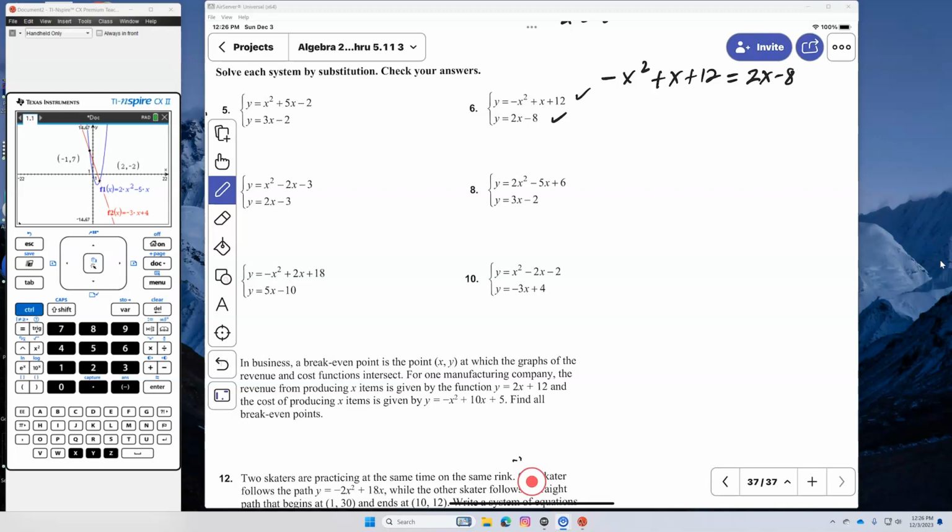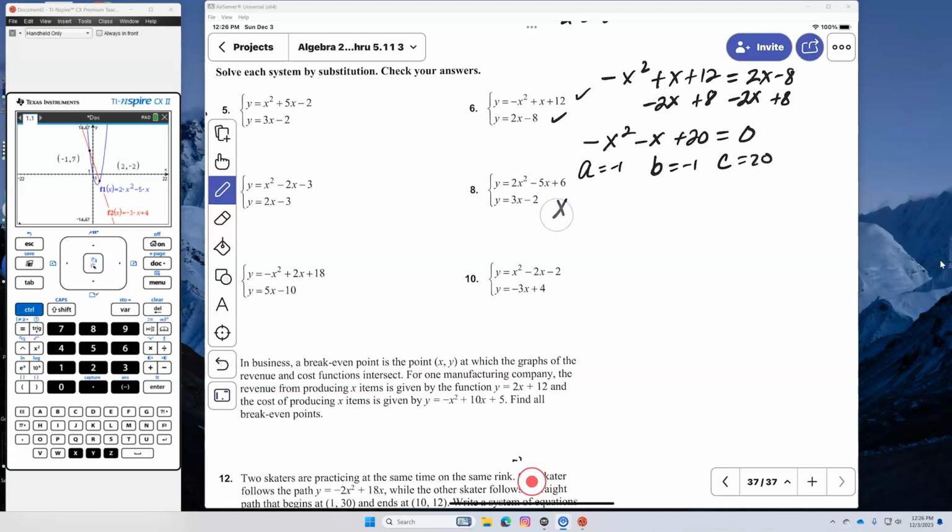Now to use a quadratic formula, I'm going to have to set this equal to 0. So I'm going to subtract 2x. I'm also going to add 8. So my new equation is negative x squared minus x plus 20 equals 0. So to use a quadratic formula, I have to identify a, which is negative 1, b, which is negative 1, and then c, which is 20.